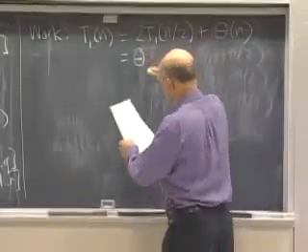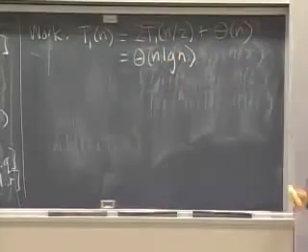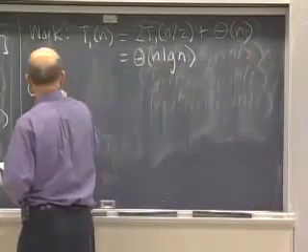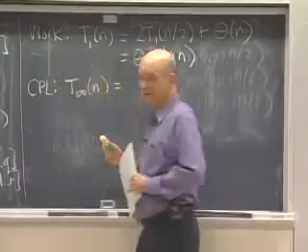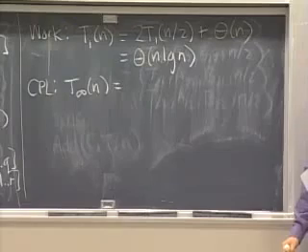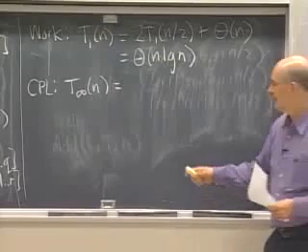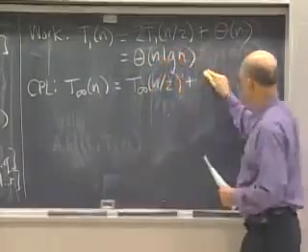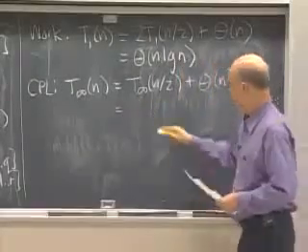Even if you didn't know the solution, you should know the answer, which is the same as the serial code, not surprisingly. That's what we want. Critical path length, T infinity of n is equal to T infinity of n over 2 plus order n again. And that's equal to order n.